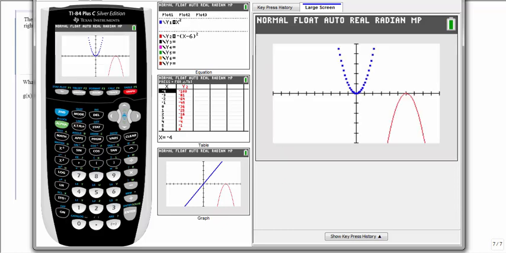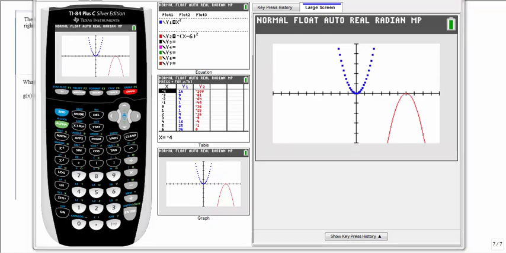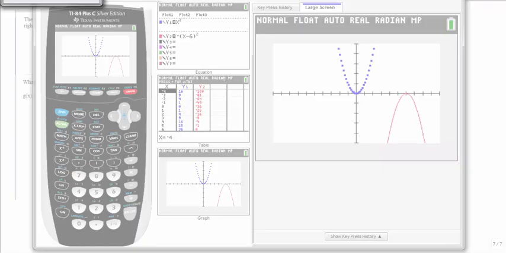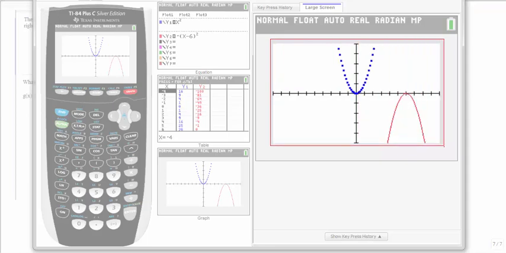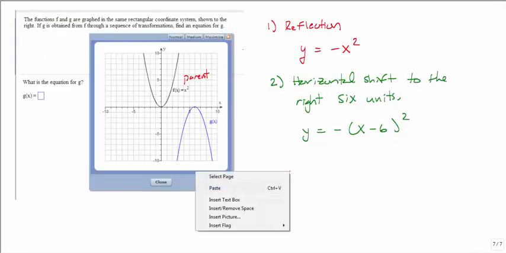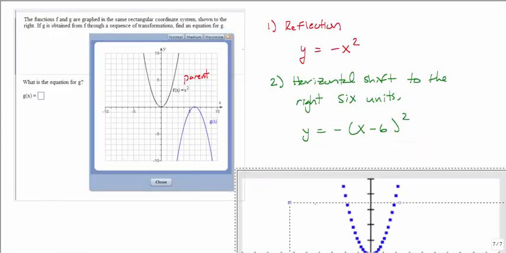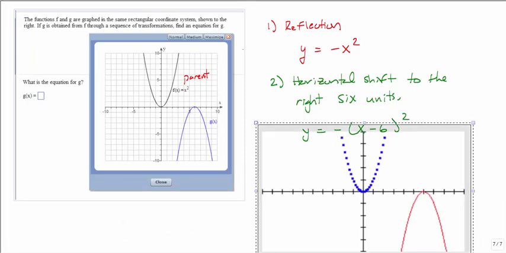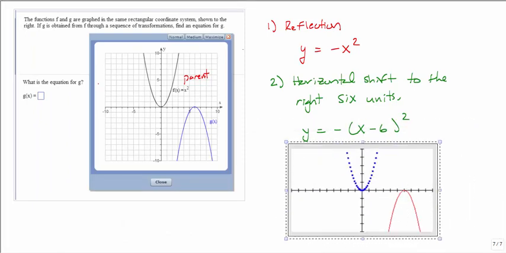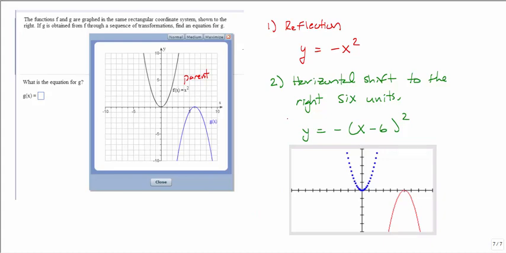So there's the parent graph, there's our original graph. So that looks like the function that I think was the right function, because I can compare these now back to my original. Get these on the same graph. So I can see there's my original, there's my parent, and there's my transformed graph, and it matches perfectly. So I think this is our correct answer, y equals negative x minus 6 quantity squared. Notice the negative sign is not in parentheses, it's out front of the parentheses.